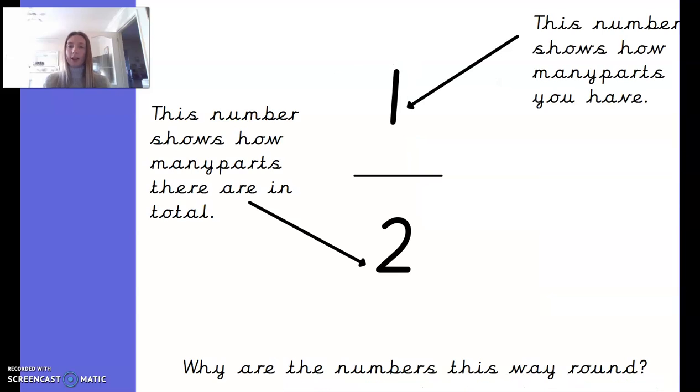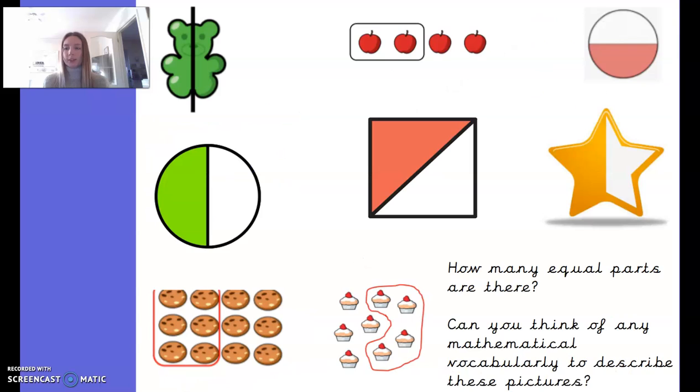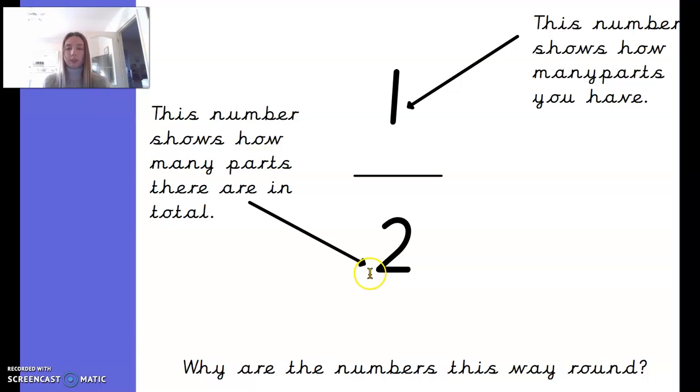And the reason that we write half like this is because the bottom number, like I explained, shows how many parts there are in total. So in all of those pictures that we looked at, they each have 2 parts, and that is why we put 2 at the bottom of our fraction. And then at the top we put the number 1, because this shows how many parts we have.